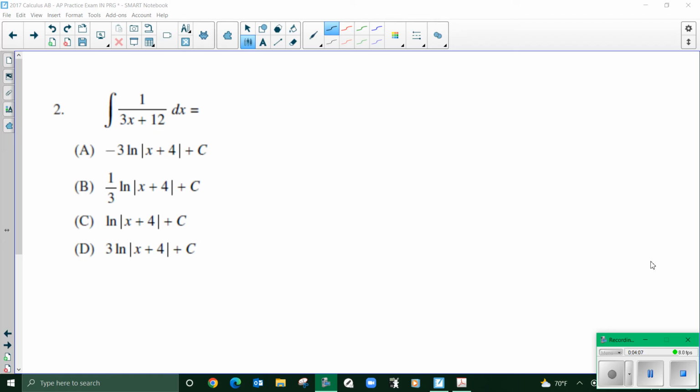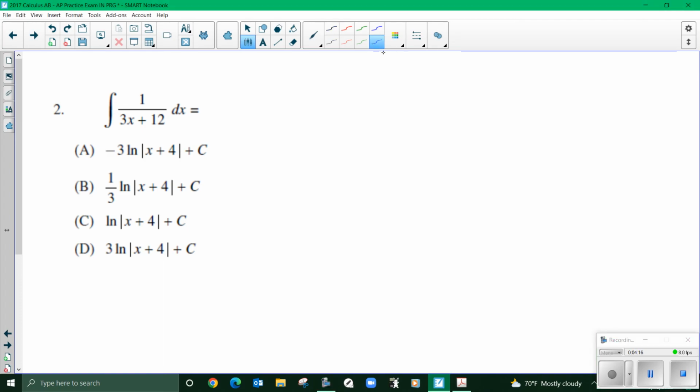Number 2, integrate 1 over 3x plus 12. If I integrate that, what will I end up with? Well, I'm going to use a little bit of u substitution. This would be much easier to integrate if it was just 1 over u, because I know the integration of that would just be the ln of u. So let me see. If I wanted to make the denominator u, I would have to state u is equal to 3x plus 12. So instead of this, I'm just going to call this u.